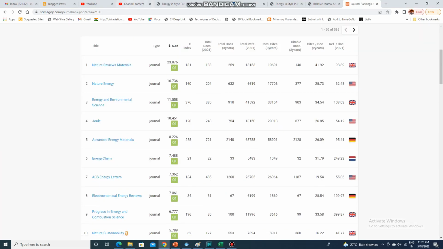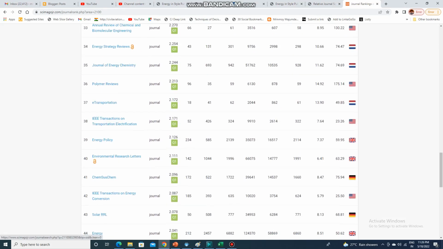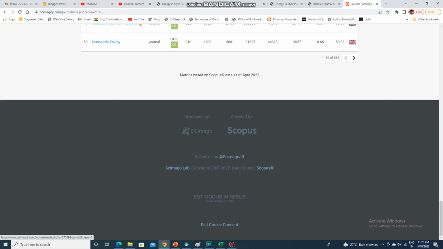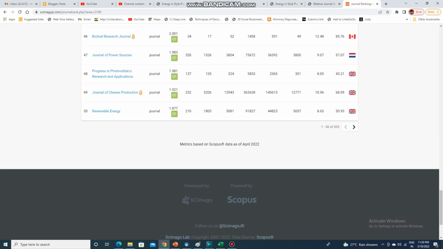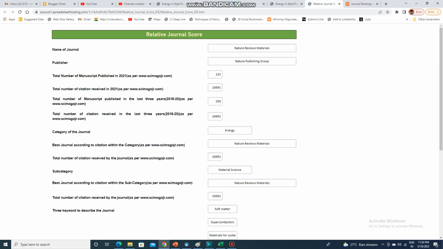These are all the journals from the energy subject area. So go below, suppose Renewable Energy. It is also a very popular and very reputable journal. It has an impact factor of 8.65. It is published from England. But let us compare it with Nature Reviews Materials, the best journal of the energy category.